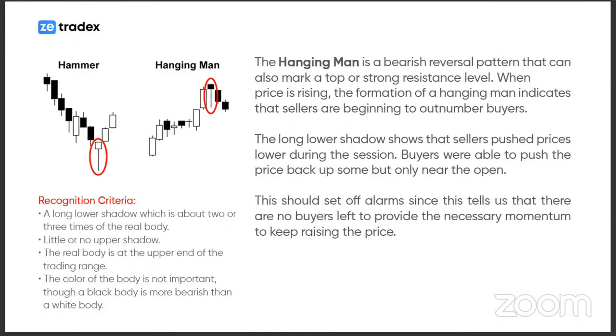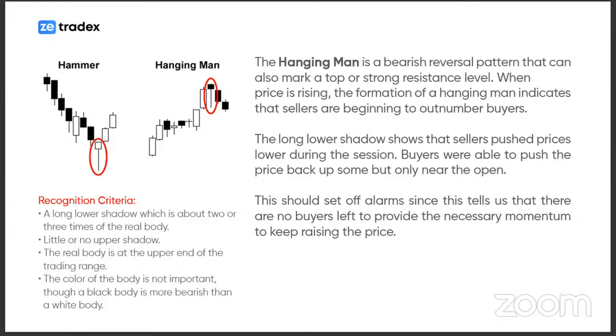While the hanging man is more like a bearish reversal pattern that can also mark a top or strong resistance level when price is rising. The formation of a hanging man indicates that sellers are beginning to outnumber buyers, while the long lower shadow shows that sellers push prices lower during the session, while buyers were able to push the prices back up some, but only near the open. Now, this should set off alarms since this tells us that there are no buyers left to provide the necessary momentum to keep raising the price.